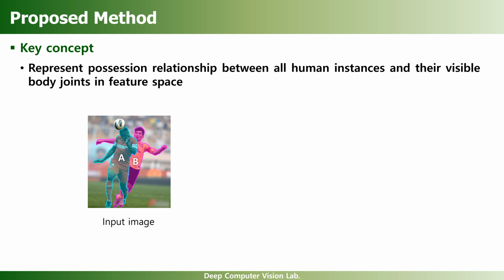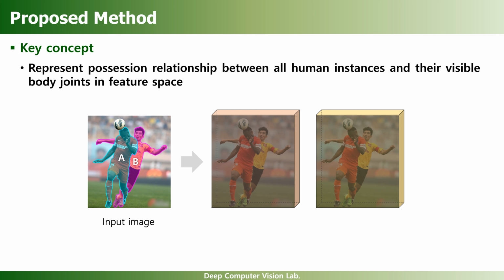To alleviate this ambiguity driven by person-to-person occlusions, we represent the possession relationship between all human instances and their visible body joints in the feature space. Specifically, two different feature maps are encoded from the input image. One is the center-aligned instance map, which contains the identity representation vector at the center position of each human body. The other is the joint-aligned instance map, which contains the same identity representation vector as mentioned earlier, at each person's joint locations. By referring to these instance maps, the model can more easily understand the spatial occupancy of body parts for each human in the image.